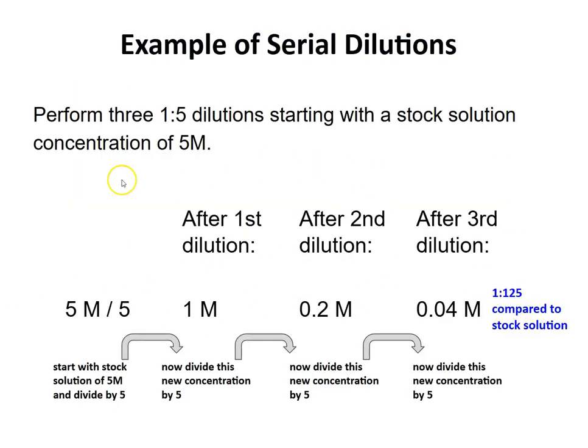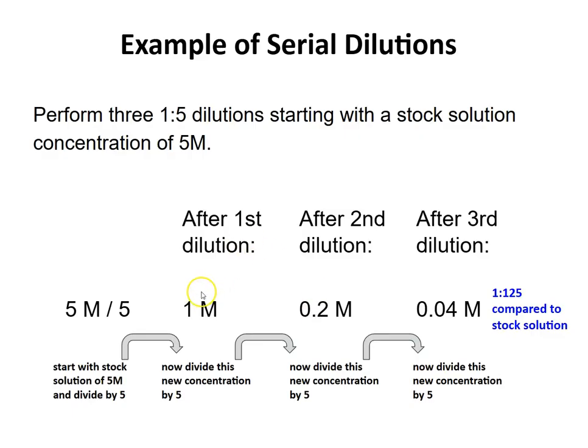And here's just one more example. So now we're looking at a 1 in 5. Okay, and it tells us to perform 3 1 in 5 dilutions. We're going to start with a stock solution that has a concentration of 5 molar. So if we start with a concentration stock solution of 5 molar, and we take 1 part out and we put it in the next one, and then we add water to get to 5, we've now diluted it. And to figure out what the concentration of this one is, we would divide the original number by 5. Okay, so after 1 dilution, so 1 part of the original one, 4 parts water, we've now made a concentration that's 1 molar.